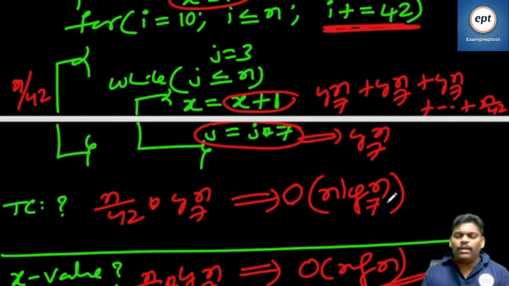Please learn properly. Let's see, a program question is not only about time complexity. Sometimes he will ask for the x value, sometimes he will ask for time complexity, so that you get to know the difference between time complexity and x value.